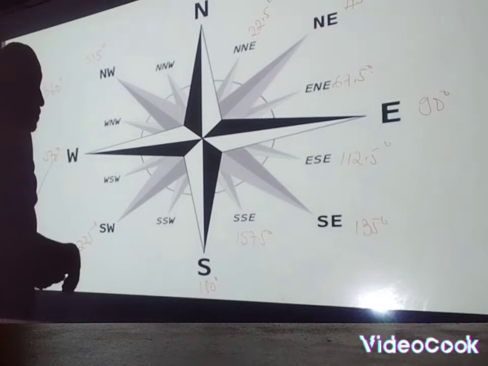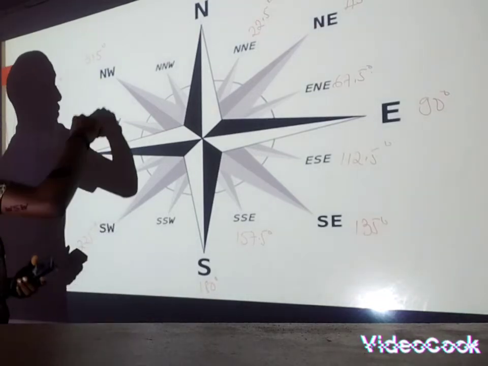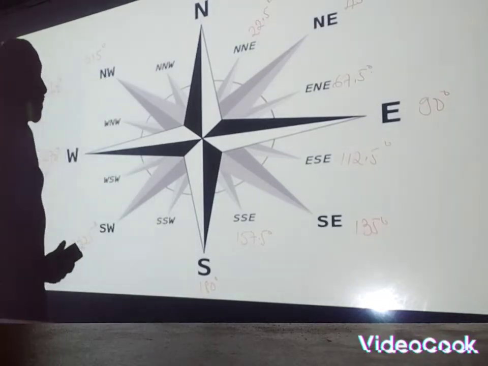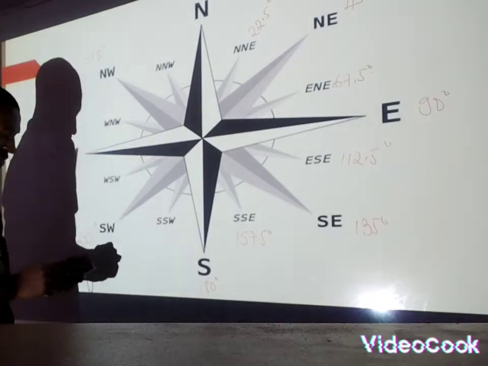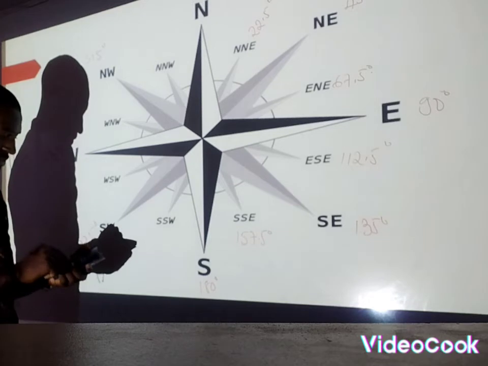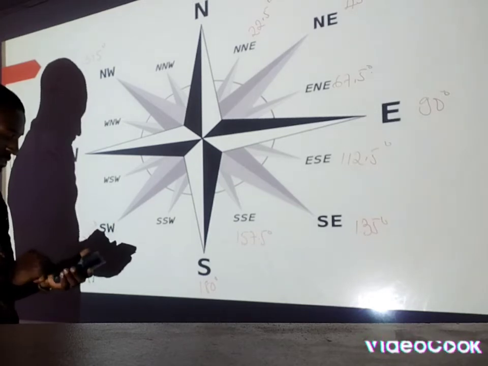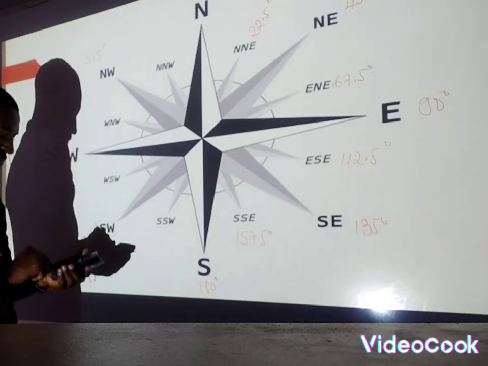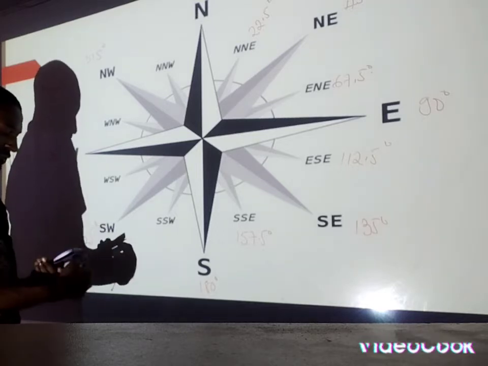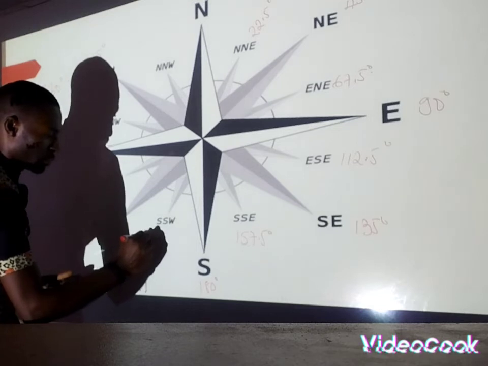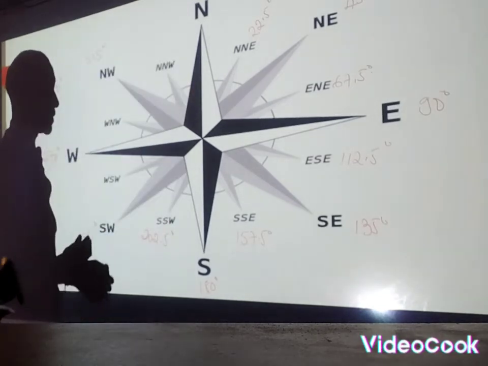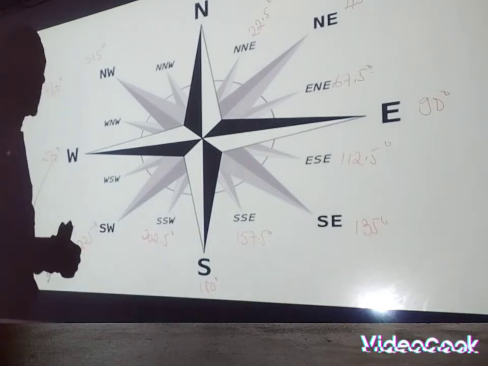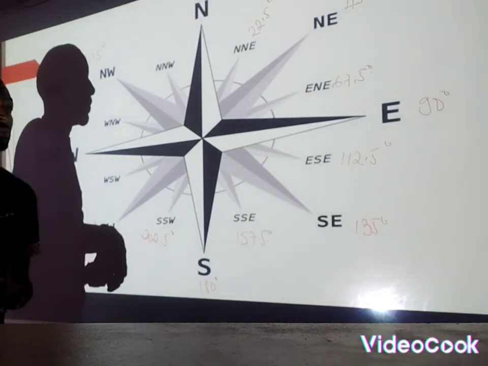Now, here we continue till we get up to 360 degrees. So remember that we have 180 degrees already here. If you take 180 plus 22.5, it is going to give us 202.5 degrees. We are going to continue that till you reach 360 degrees. Then that is your bearing.